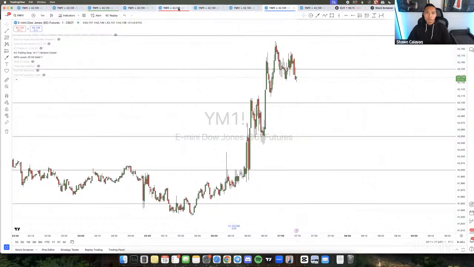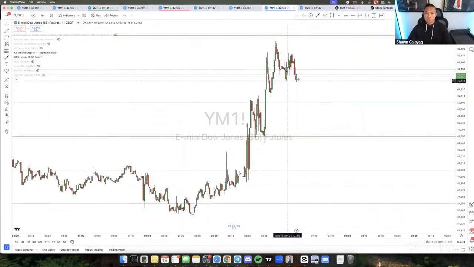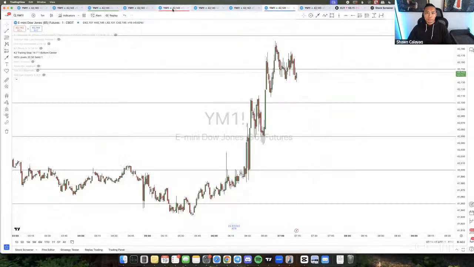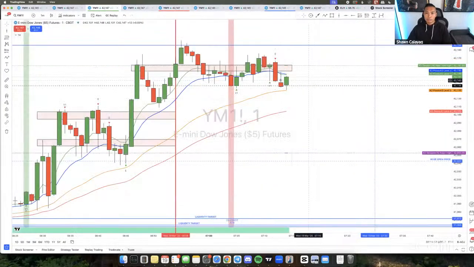So we got 2 confluences here, just 2 confluences, right? Rejection right here off the point of control, and rejection right here off the whole number. That's about it. Nothing here on the support resistance. So this is not enough confluence for me to take a sell. So I'm obviously not taking the sell here because I don't have confluences for me to want to take that trade.